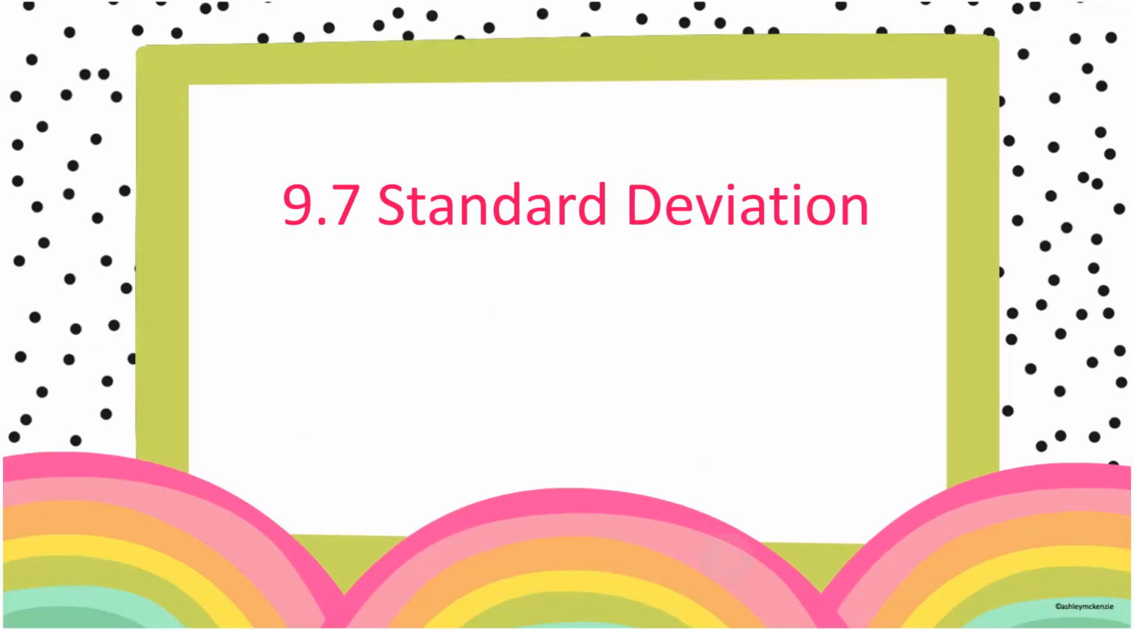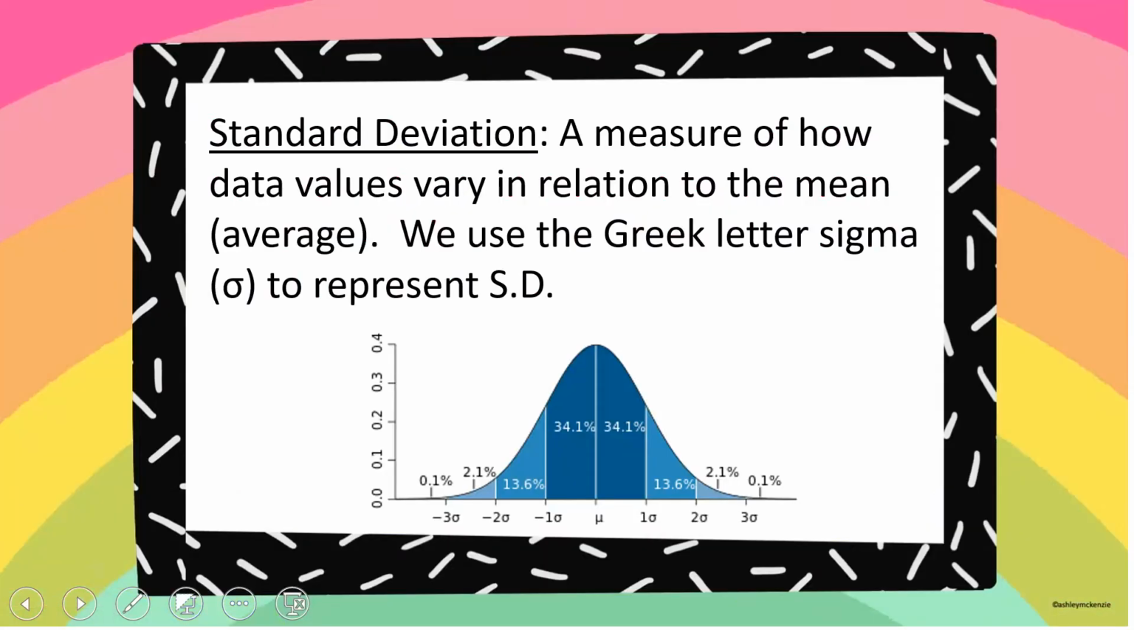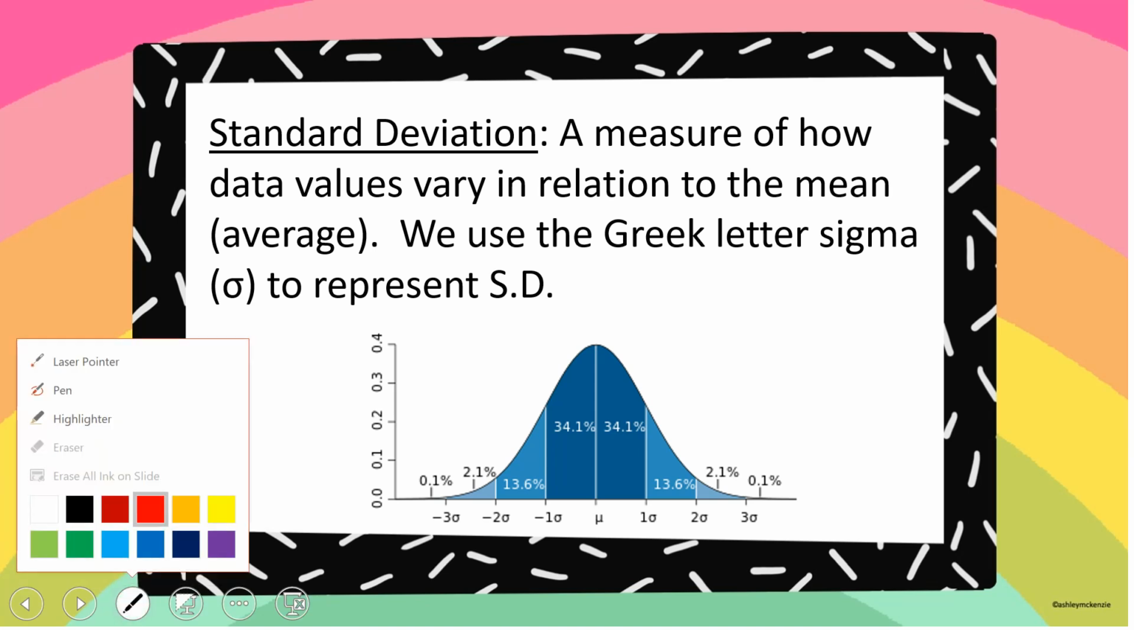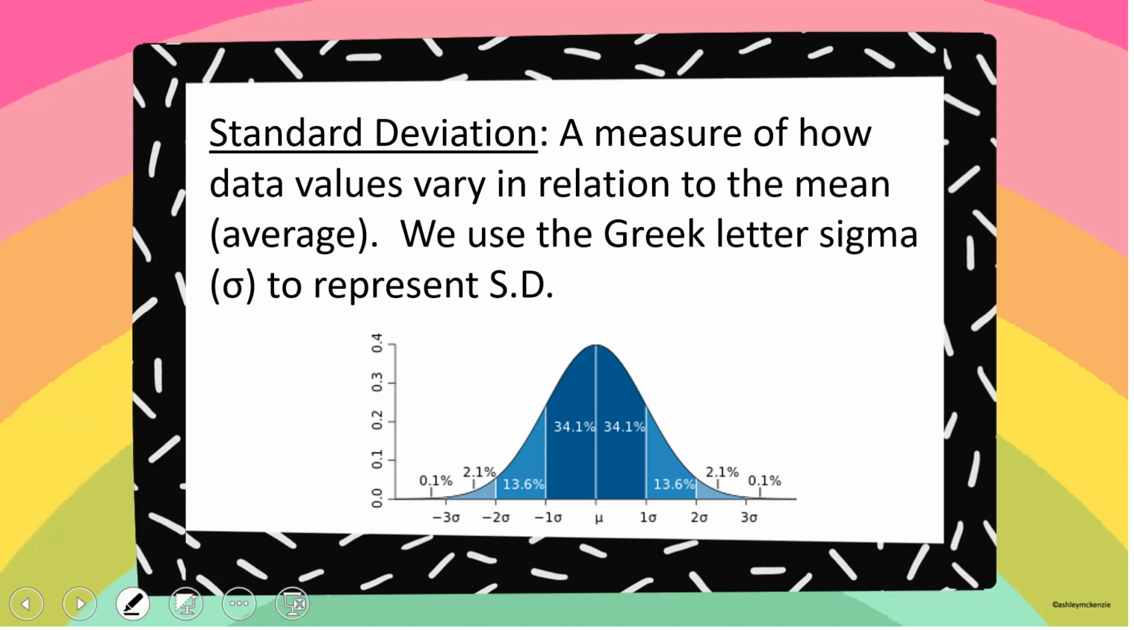So we're going to look at standard deviation. We're going to start with, what is it? It is a measure of how data values vary in relation to the mean, and mean is an average. And we represent it using the Greek letter sigma, which is this guy here, and that's standard deviation.